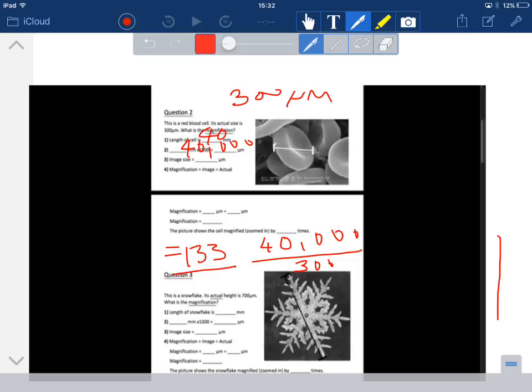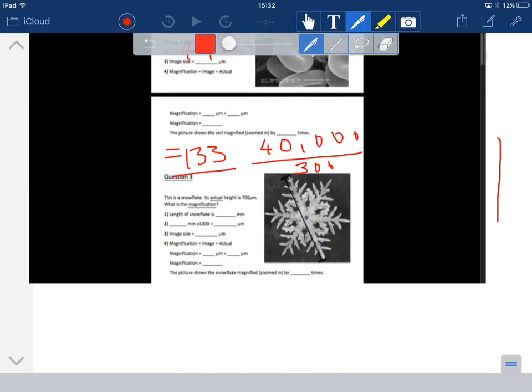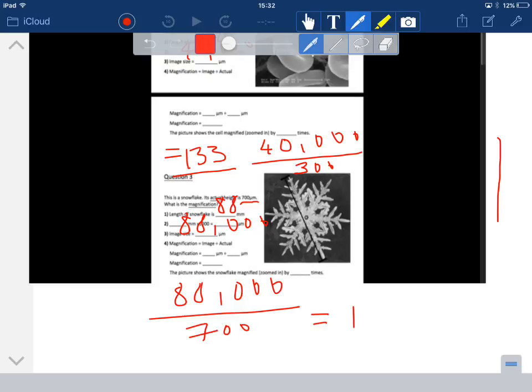For the snowflake, we have a measured distance of 88 millimeters, that's what I've got, 88. It says here that the true size is 700 micrometers. We have to convert millimeters into micrometers by multiplying by 1,000, which gives us 88,000. And therefore the magnification is 88,000 divided by 700, because that's the actual, and that gives us 125 times.